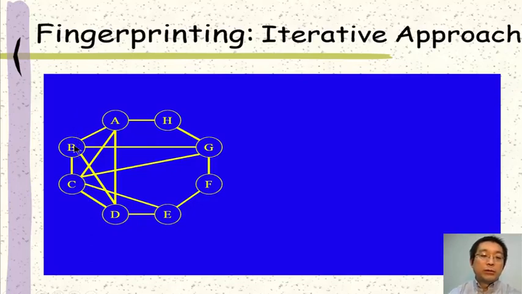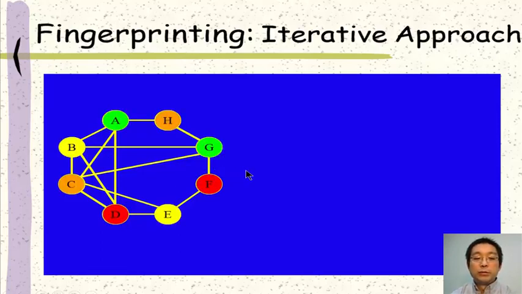Remember, the question is how to give each node in the graph a color such that any two nodes which are connected by an edge will get different colors, and we want to minimize the number of colors. And here is the solution to this problem. And assume that we want to find a fingerprinted solution which will be different from this original solution. We can achieve this by connecting these nodes B and A.